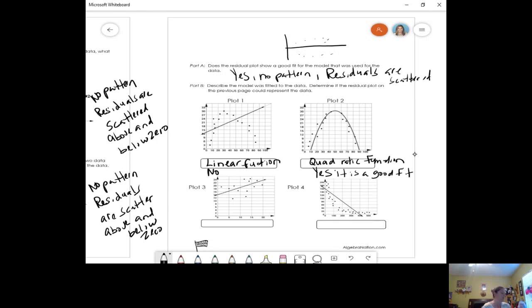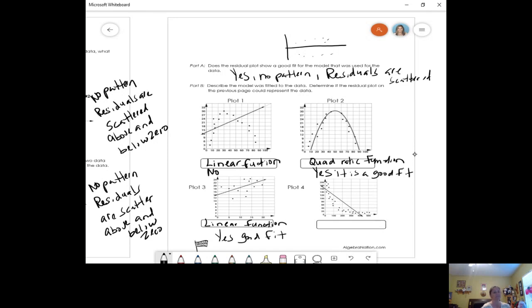All right, what about plot 3? Well, you can see it's a linear function, right? And pretty good fit, right? About as many points above it as there are below, above and below. So yes, good fit. All right, so let's look at this line.